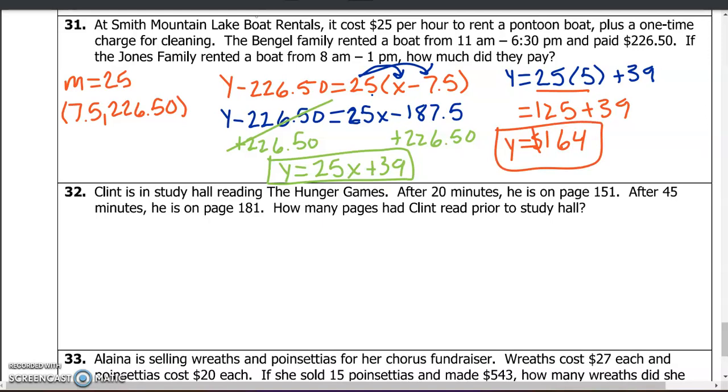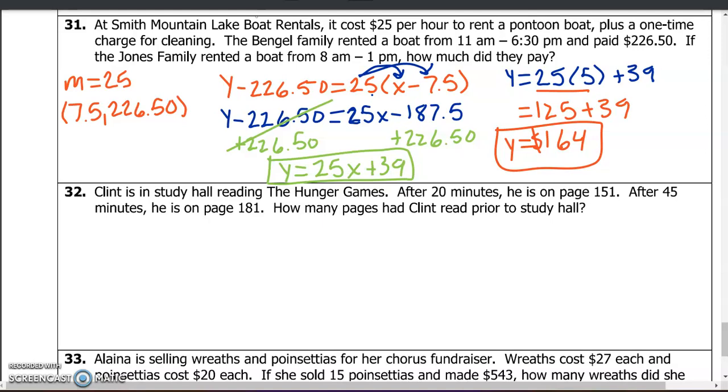All right, number 2. Clint is in study hall reading The Hunger Games. After 20 minutes, he's on page 151. After 45 minutes, he's on page 181. How many pages had Clint read prior to study hall? So this is an example of a question where they give you 2 sample points. They don't give you a rate or anything, so they give you 2 sample points.